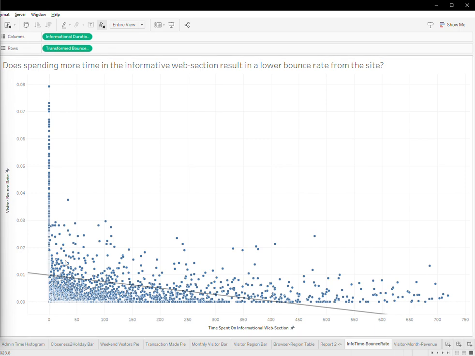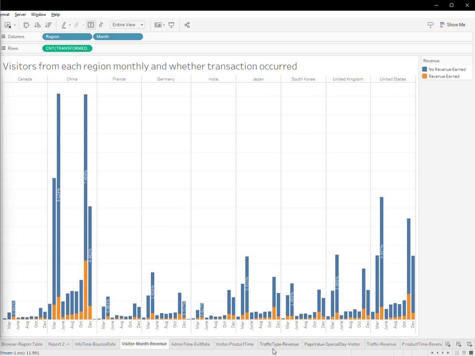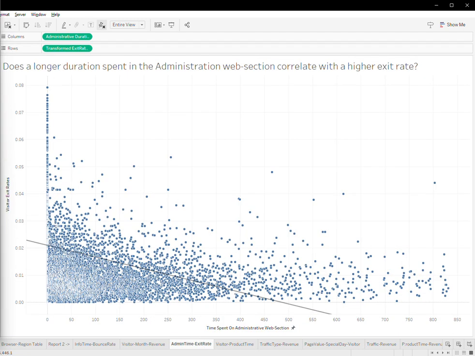The second question asks, does a longer duration spent in the administrative web section correlate with a higher exit rate? This scatter plot shows a negative correlation as well between the time spent in the administrative web section and the exit rate. However, the R-squared value is also extremely low, with a value of 0.0685. So low that it's basically negligible as well, and I can again conclude that there is basically no correlation, and that the drive for exit rates lies in other factors that I should focus on analyzing.